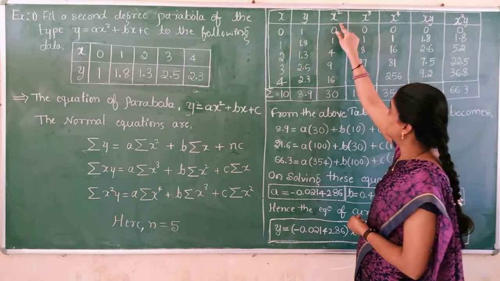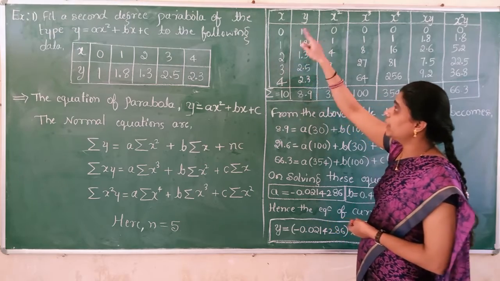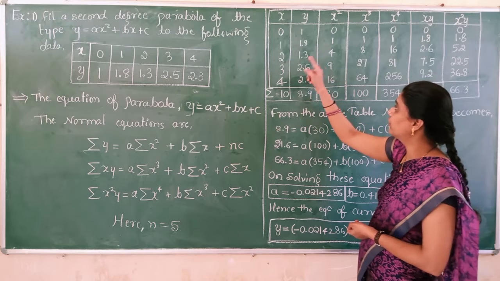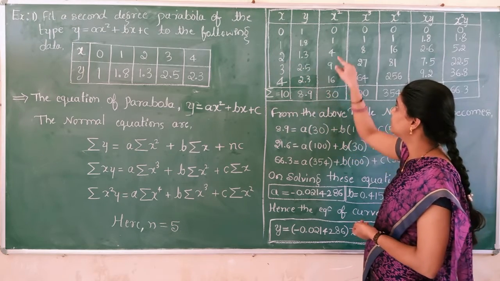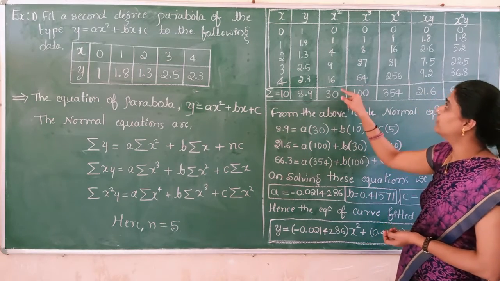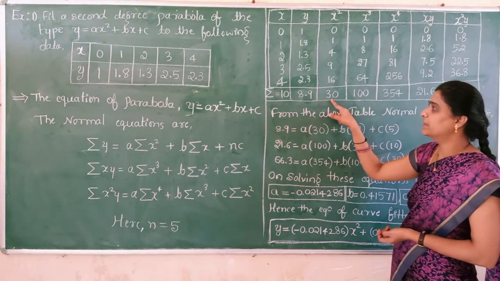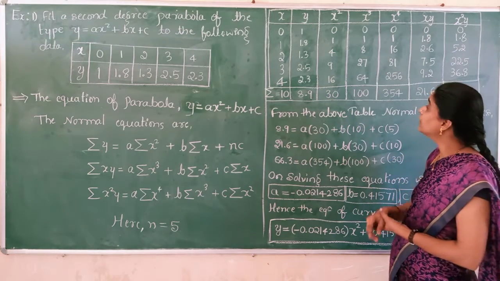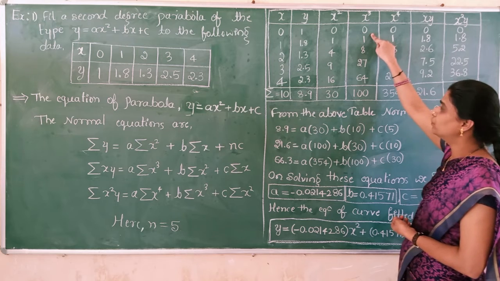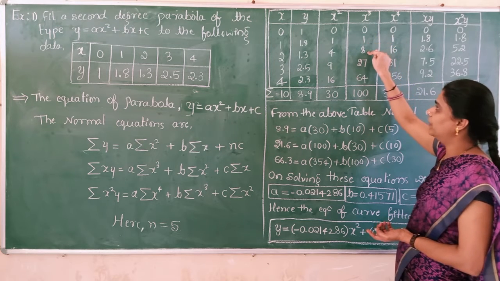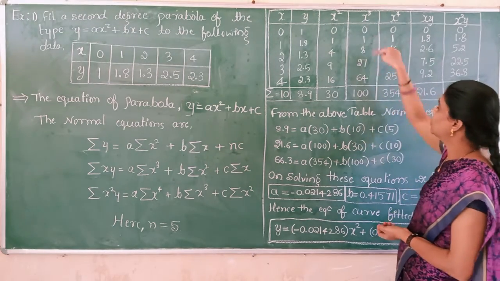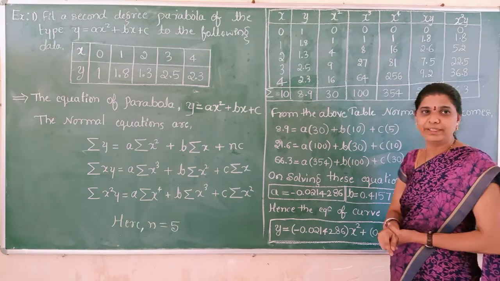Next we require x square, means make a square of all the elements of x, that is 0 square 0, 1 square 1, 2 square 4, 3 square 9, 4 square 16. Again we make a sum, so we get summation of x square, that is 30 itself. Similarly make x cube: 0 cube 0, 1 cube 1, 2 cube 8, 3 cube 27, 4 cube 64. Adding all the values, we get sum of x cube, that is 100 itself.